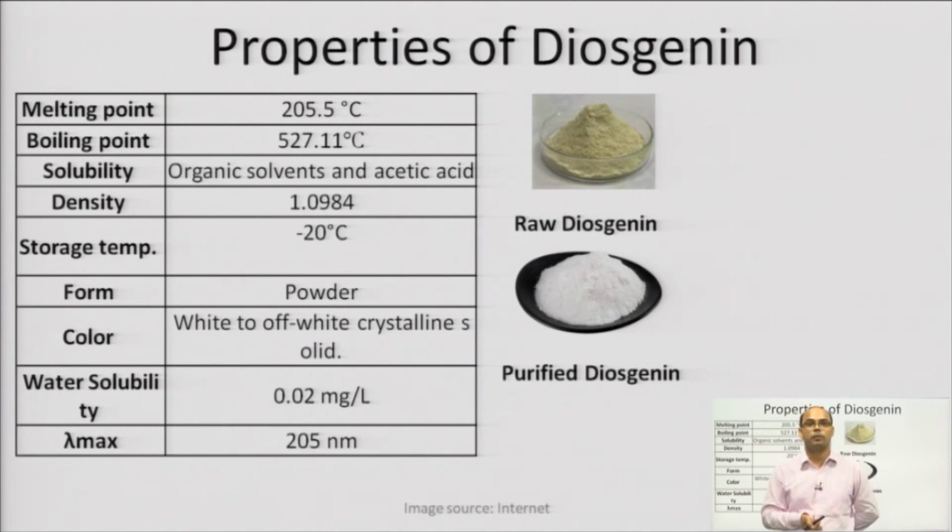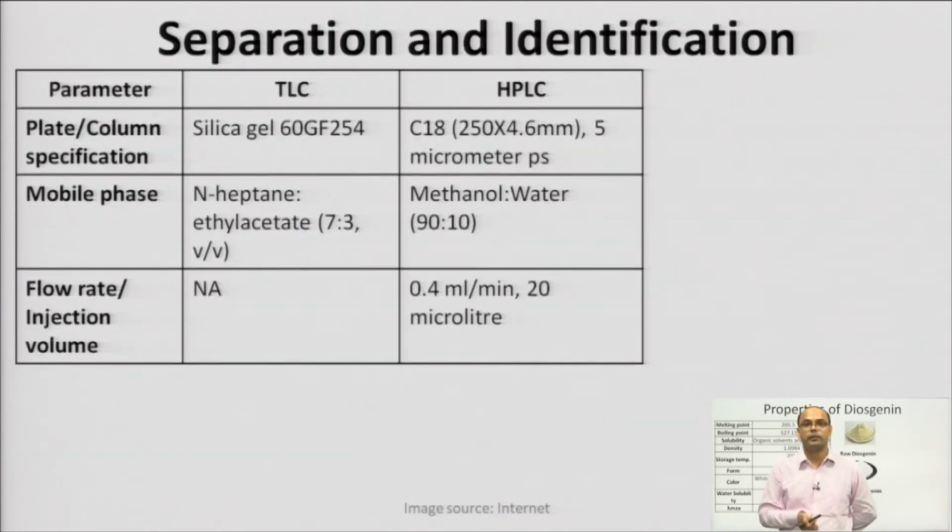The storage temperature for pure Diosgenin is -20 degrees Celsius, and it occurs in the form of white crystalline powder, which can be in the form of crystals or in the form of powder, depending upon the method of extraction. As we have seen, it is poorly soluble in water. You can see here that only 0.02 mg of Diosgenin can be solubilized in 1 liter of water. The lambda max for Diosgenin is about 205 nanometers. It means that Diosgenin shows maximum absorbance of UV radiations at a wavelength of 205 nanometers.